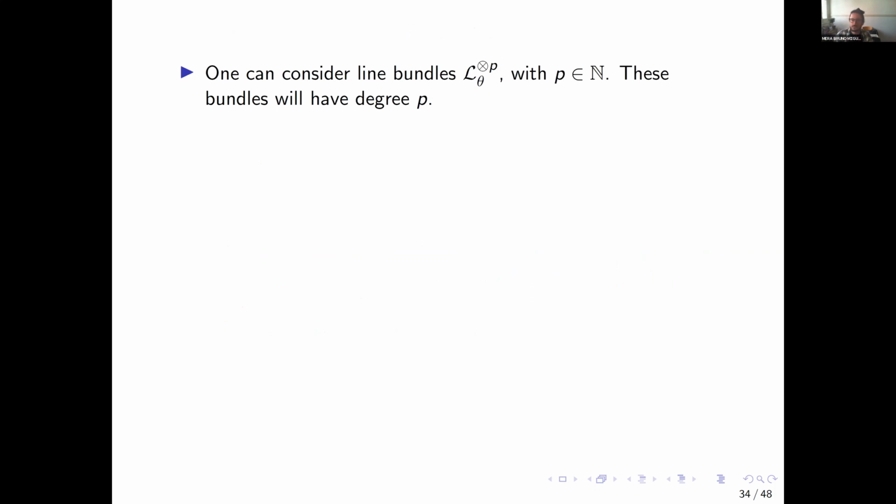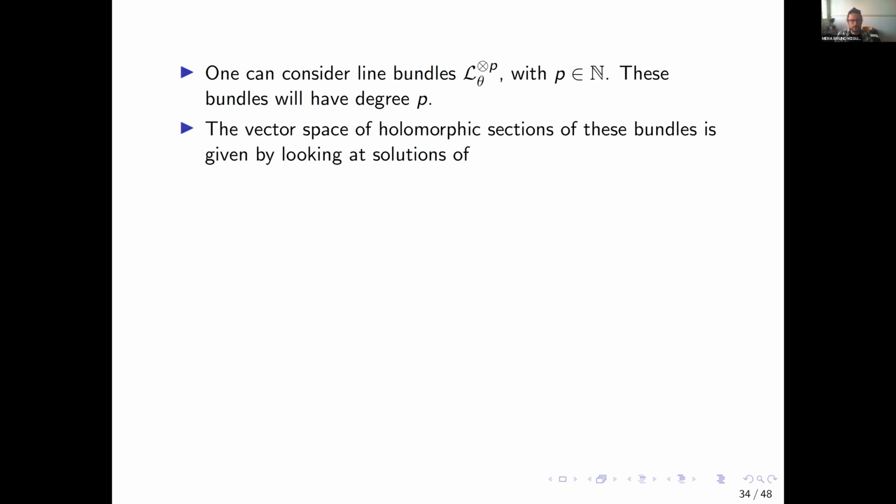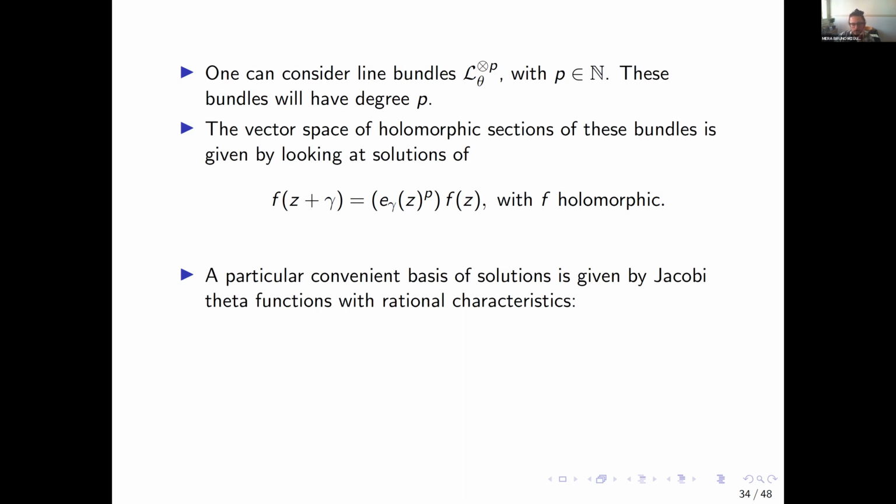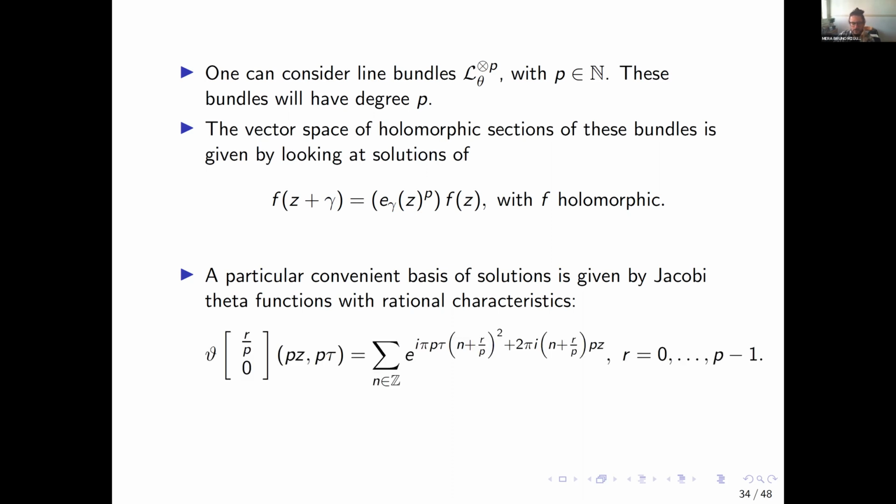You can then generalize this construction by considering tensor powers of this line bundle. These bundles will have a Chern number P, where P is a positive integer. And again, you can play the game of looking for holomorphic sections of that bundle, where now you have this twisted transformation property. You have the previous transformations, but multiplied by P because you're taking the Pth power. And you have a convenient basis of solutions for this problem given by Jacobi theta functions with rational characteristics. So this is the formula for your convenience. But now notice that instead of having just one solution, you have P solutions, okay? So you get a vector space of dimension P, consistent with the Chern number that you would get.